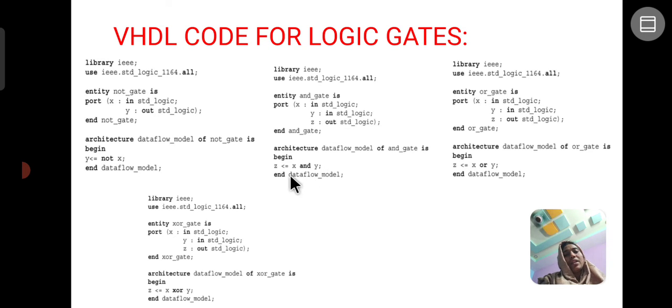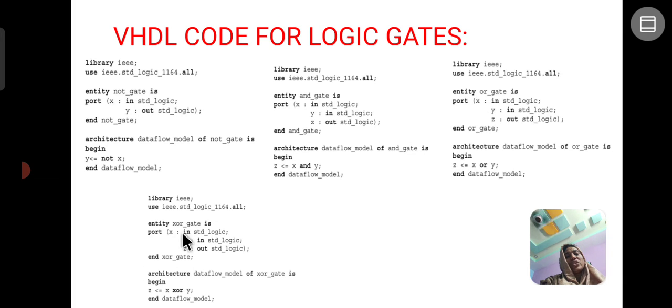And the architecture is begin, Z gets X and Y. So Z is the AND of X and Y. This is the VHDL code for AND, and OR is the same. Here also we have two inputs X and Y and only one output Z, and Z equals X or Y. So these are the VHDL codes for the three basic gates.